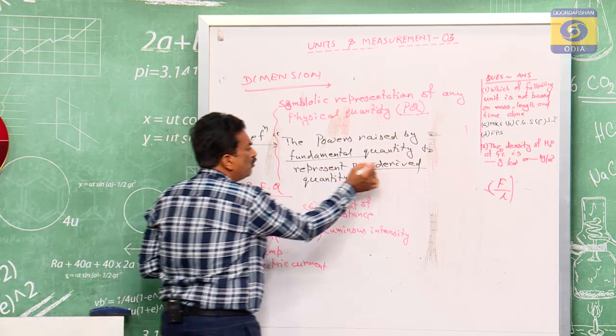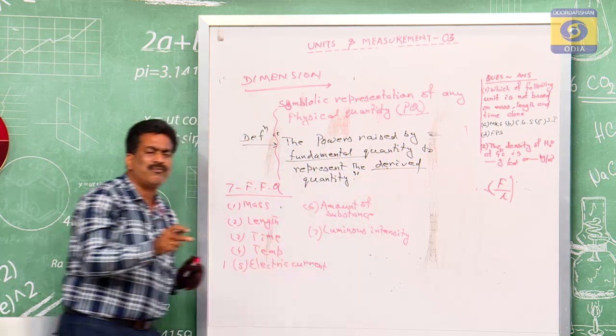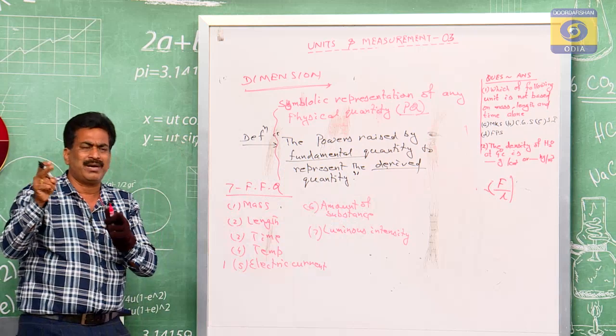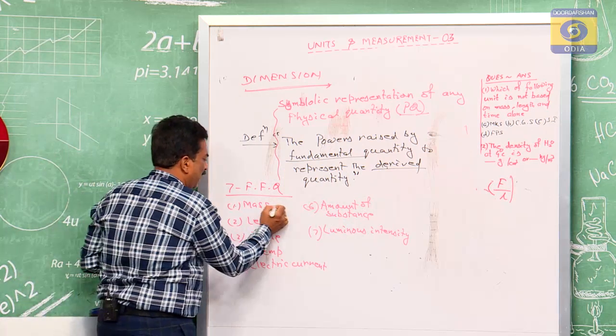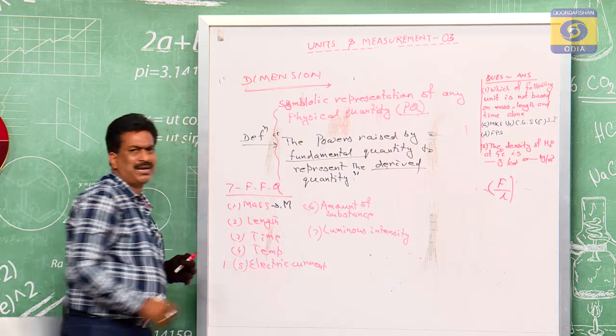So, to find the dimension of any fundamental quantity, we have to take some symbols, and the symbol for mass is the capital M.